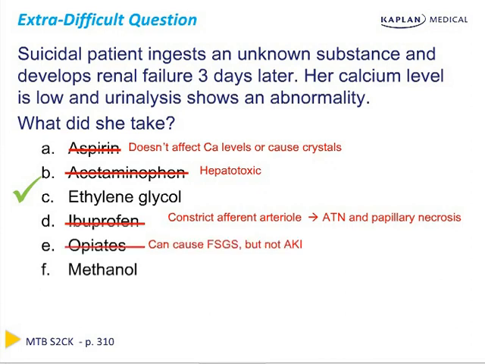Opiates by themselves aren't really associated with kidney damage, but injection drug use, like heroin, is sometimes associated with focal segmental glomerular sclerosis. This isn't the actual opiate itself, but the impurities in the injection drug use. Finally, methanol. Methanol's main toxicity is retinal inflammation, so they wouldn't necessarily present with AKI or hypocalcemia.